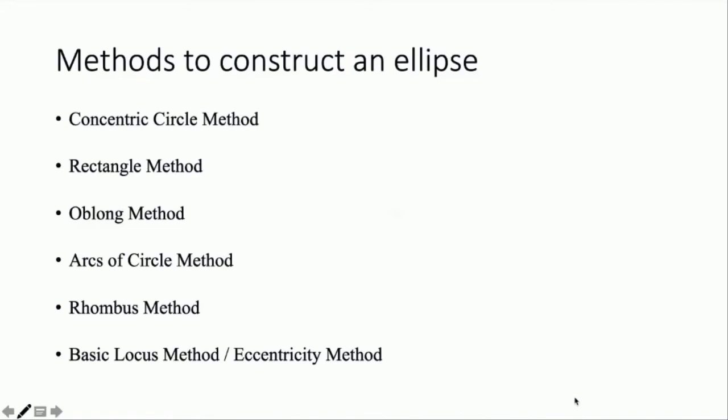So our construction of an ellipse can be done in these ways: concentric circle method, rectangle method, oblong method, arcs of circle method, rhombus method, and basic locus method or eccentricity method. So make a note of these also. So we have 6 methods. We will be studying 3 methods: the eccentricity method, concentric circle method, and rectangle method. So these 3 we are going to study.